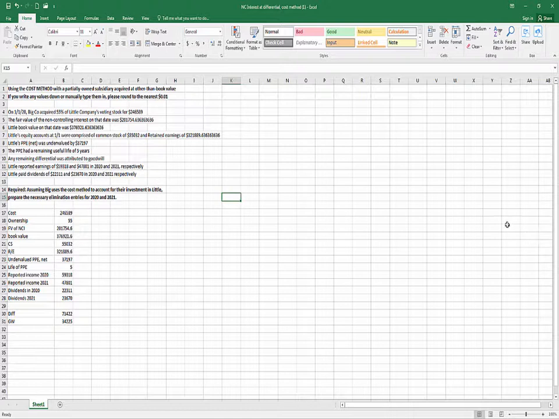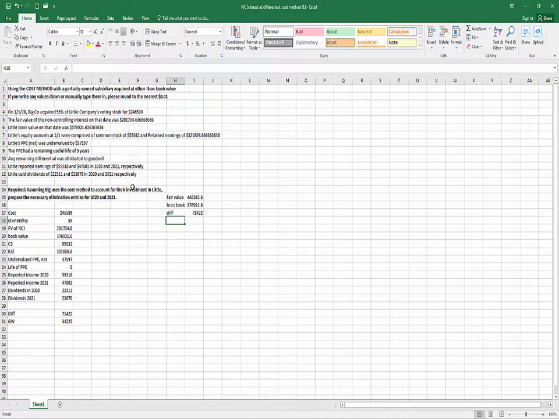Okay, so again, first we need to do is go ahead and go through our differential analysis. So the fair value of the investment, we have the cost of Big's share plus the value of the non-controlling interest, total that. Subtract out the book value, and that gives us our differential. Okay, so we have a 71,422 differential.